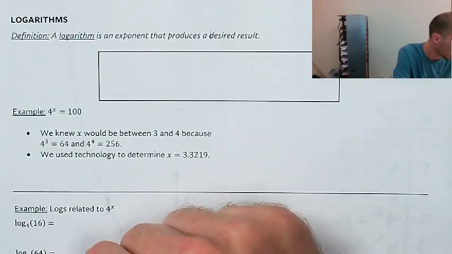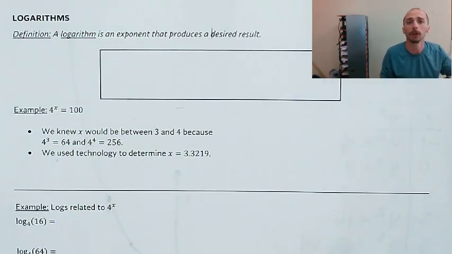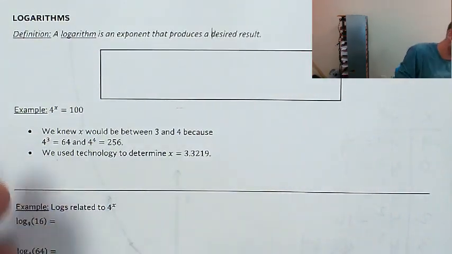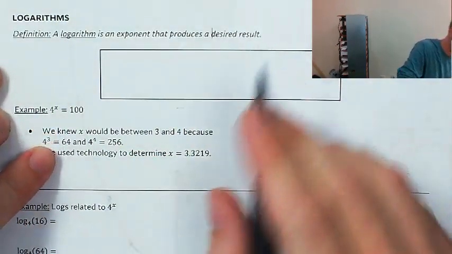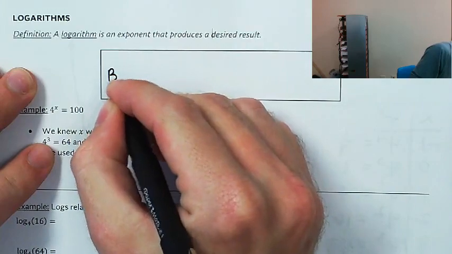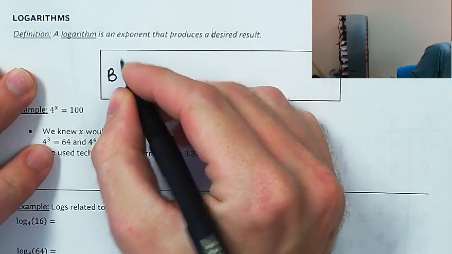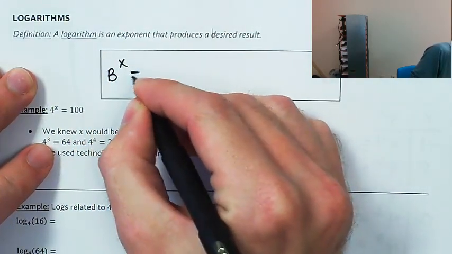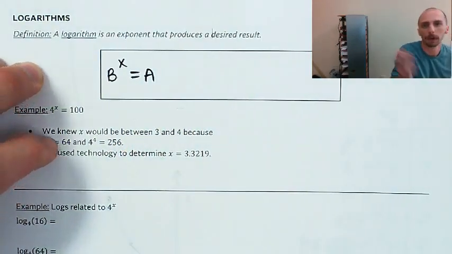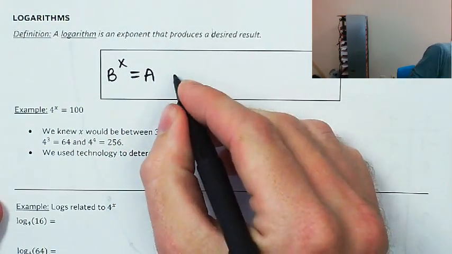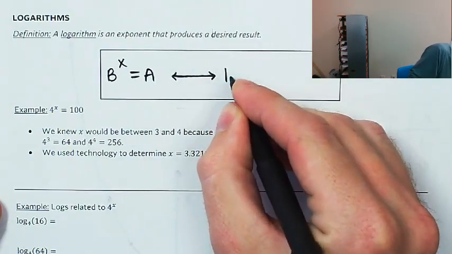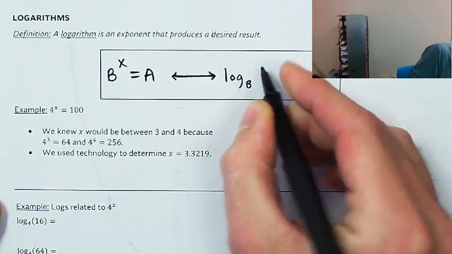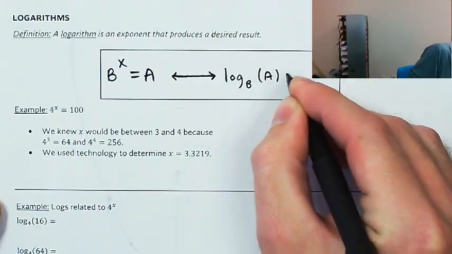All right, now let's just talk about these logarithms and get ourselves a definition of a logarithm. So a logarithm is an exponent that produces a desired result. And the formula, it's not even really a formula, it's two equations that are equivalent to each other. So we've been talking about exponential situations. So we've got a base b of our exponent, an exponent x, and equaling some number, which maybe I'll call a, like an answer or something. And that's going to be equivalent to the equation log base b of a equals x.